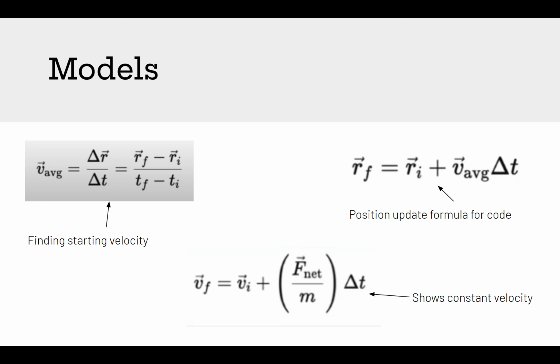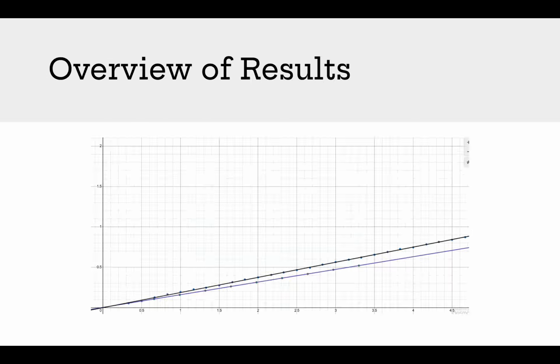Models. First model we used was the average velocity formula, which we used to calculate the starting velocity for the computational model. The second one is the position update formula, which would graph position updates as a function of time that we could use to calculate a position versus time graph. The last one shows that with no net forces acting on an object, everything to the right of the initial velocity cancels out, and Vf equals Vi, which means velocity is conserved and constant.